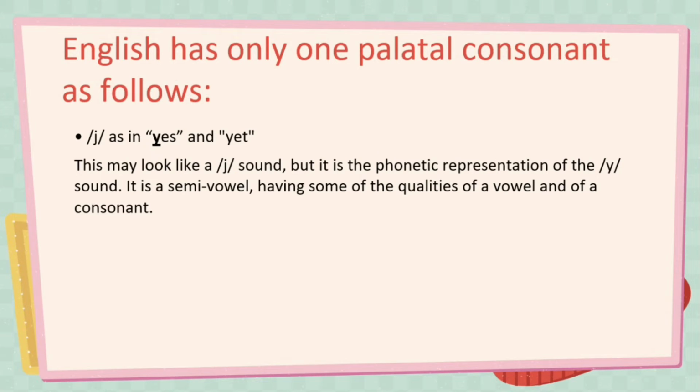English has only one palatal consonant, as follows: y, y, as in yes and yet. This may look like a y sound, but it is the phonetic representation of the y sound. It is a semivowel, having some of the qualities of a vowel and of a consonant.